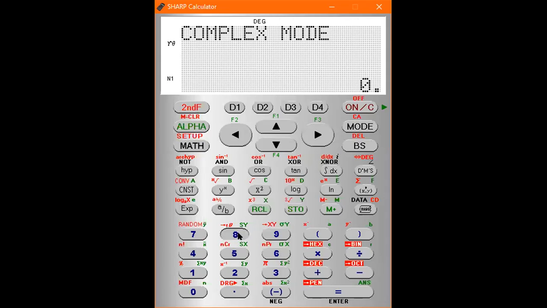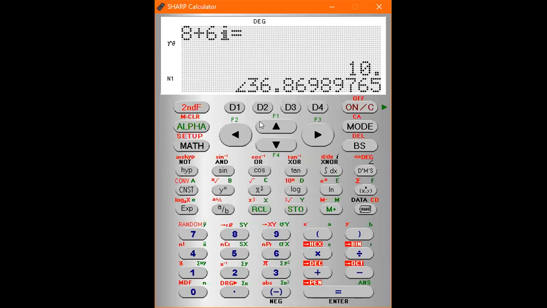So if, for example, I had 8 plus 3, and I want to put in an I, that's this button here, and I say equals, it will give it back to me in my polar coordinates. If I make my setup rectangular, then you can see that it gives it back as rectangular, and it gives it back to you as real and imaginary.